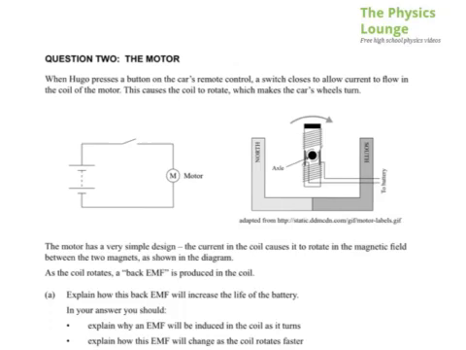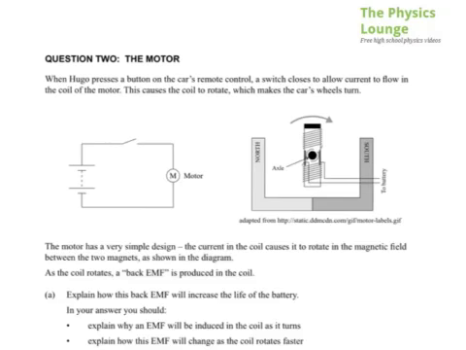The motor has a very simple design. The current in the coil causes it to rotate in the magnetic field. So we've got current coming in here, and we've got the coil, and we've got north-south, and there's interaction between the magnetic field induced in the coil and the permanent magnetic field from the magnet between the two magnets shown on the diagram. As the coil rotates, a back EMF is produced in the coil.